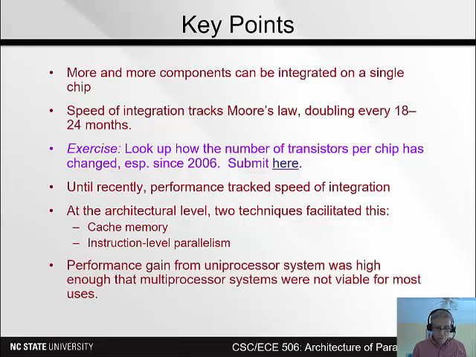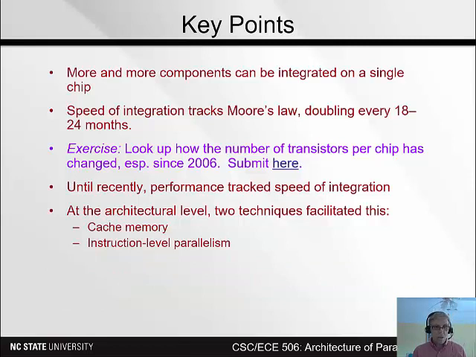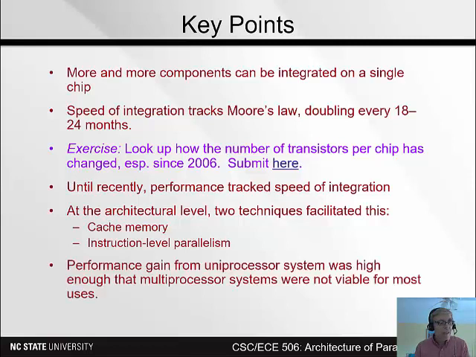And the second technique that helped was instruction level parallelism, where different instructions or parts of different instructions could be executed at the same time. That allowed you to begin one instruction before the previous instruction was completed. And if the previous instruction took a long time, let's say it was a division, or even more importantly, it accessed memory, you could get a lot of parallelism in that way.